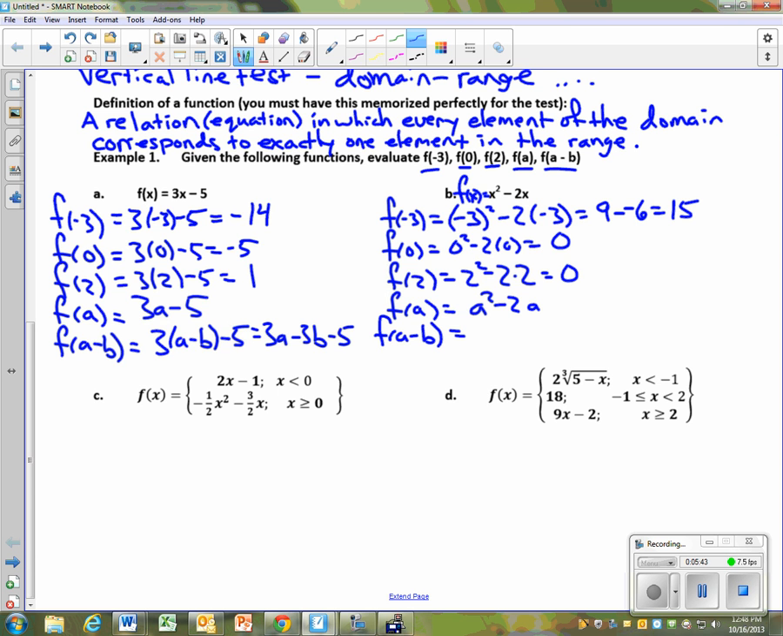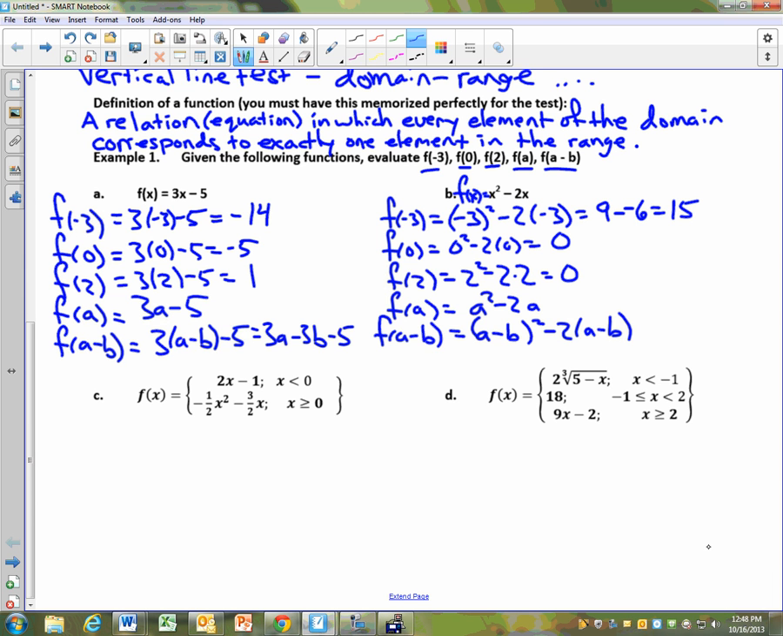When I plug that in, I get a minus b quantity squared minus 2 times a minus b. How do I simplify that? It's already factored. I'm going to FOIL it. Okay, so I'm going to multiply this out. A minus b quantity squared is... and I distribute the negative 2. I get negative 2a plus 2b. And that is my result.